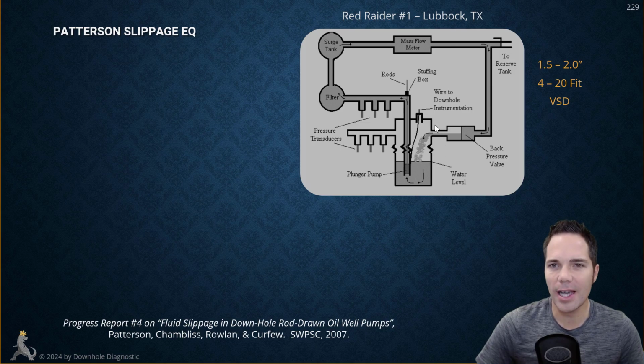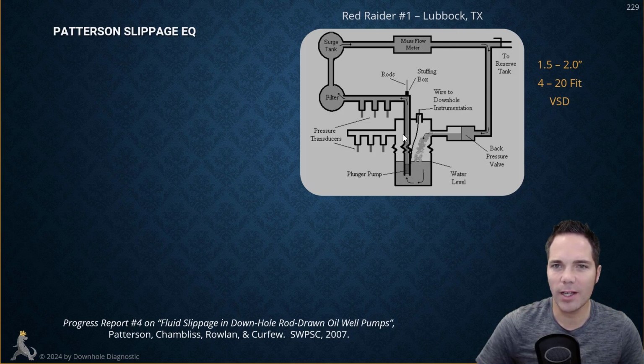And so here is the actual well right here. So this is the casing for it. Here is our pump, and this is our tubing. So they had different size pumps downhole. They had a 1.5 inch, 1.75 inch, 2 inch. They had various different types of fits between a 4-fit and a 20-fit, and they had a variable slippage drive. And I believe they had a 144-inch stroke length. That was constant. Okay, but all these other things, they were varying.